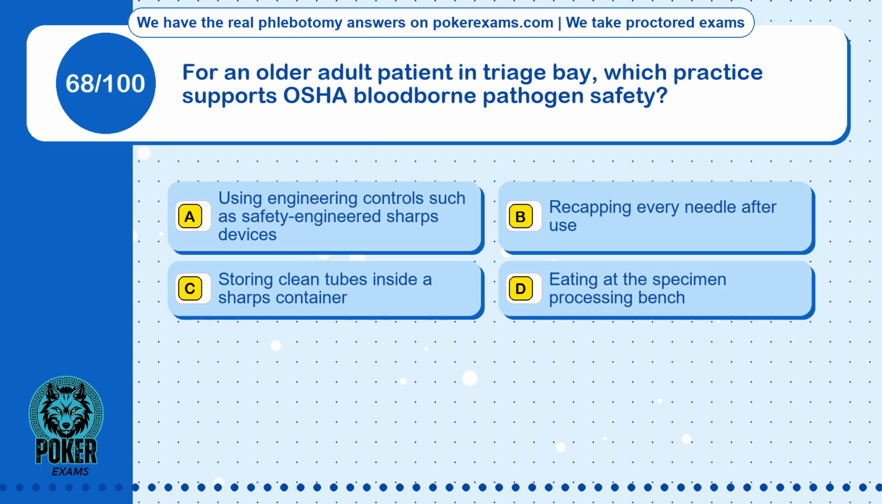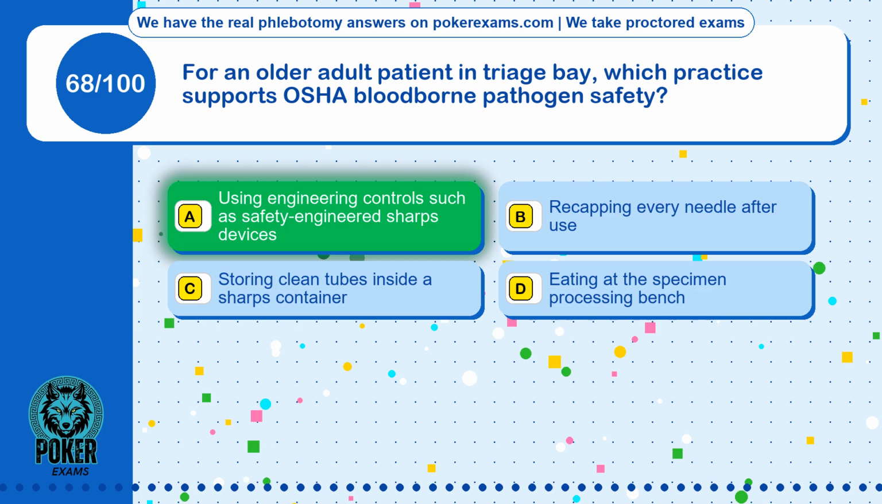Question 68. For an older adult patient in triage bay, which practice supports OSHA bloodborne pathogen safety? Option A. Using engineering controls such as safety engineered sharps devices. Option B, recapping every needle after use. Option C, storing clean tubes inside a sharps container. Option D, eating at the specimen processing bench.